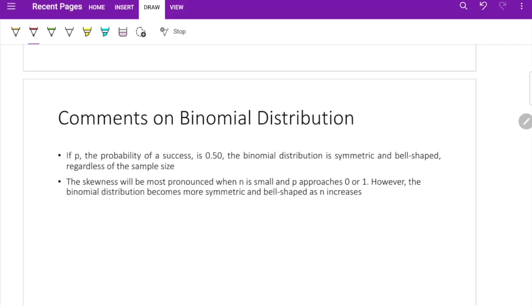The final point that I would like to say here, basically, if P, the probability of success, is half, the binomial distribution becomes symmetric, regardless of the sample size. We're going to talk about this later. The skewness, we will have it when n is small and P is getting closer to 0 or 1. The binomial distribution becomes more symmetric when n increases. And these are important comments that we're going to use in chapter 6.